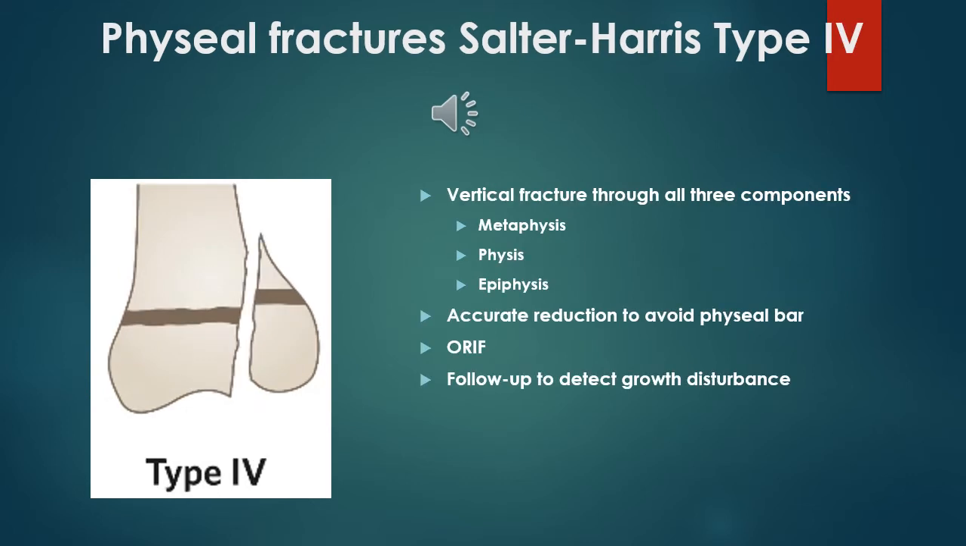Type 4 physeal fracture is a vertical fracture through all three components, so the metaphysis, the epiphysis, and the physis. In a type 4 separation, the fracture line is vertical. The most common example of a type 4 physeal injury is the separation of the lateral condyle from the distal humerus. The injured tissue must be accurately reduced and lined up with each other to minimize the risk of a physeal bar. Most displaced type 4 injuries require ORIF and long-term follow-up to detect growth disturbances.